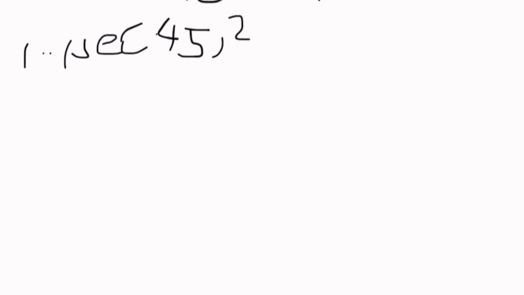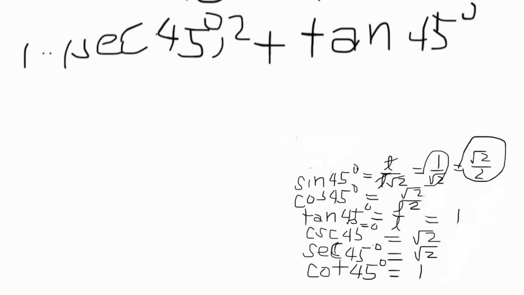So if there's a problem, for example, the problem says secant of 45 degrees squared plus tangent of 45 degrees. For this, you'll just use the given values of the trigonometric ratios of a 45, 45, 90 degree right triangle.